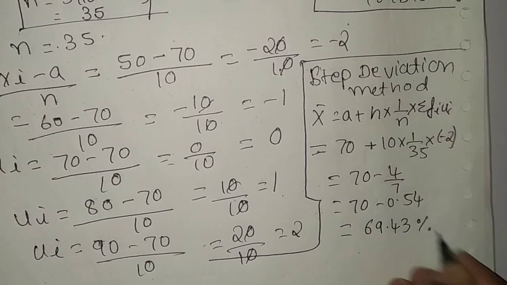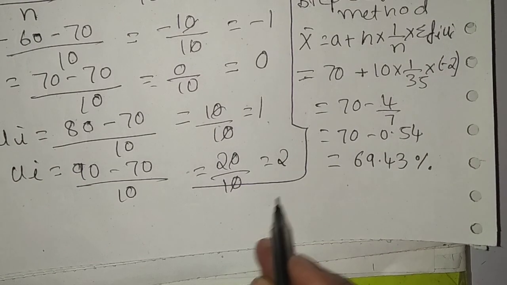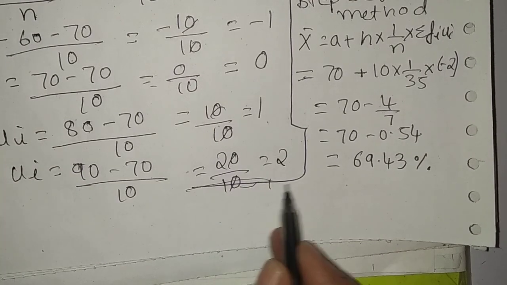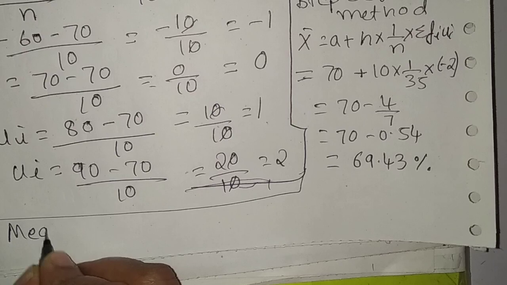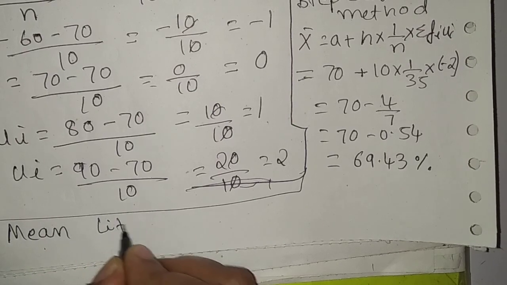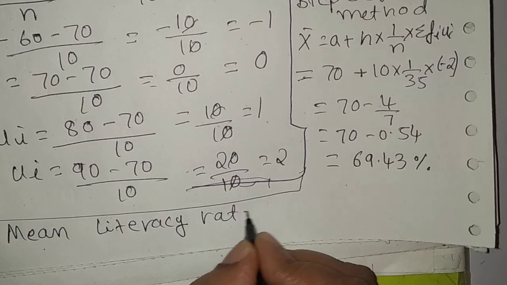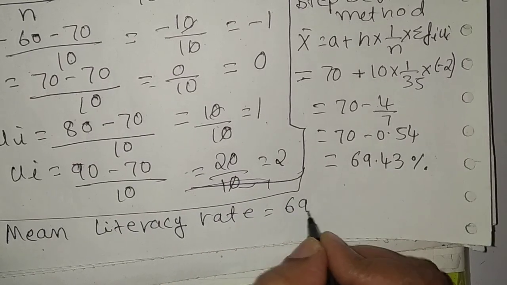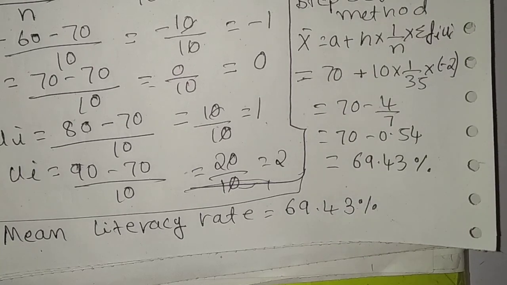69.43%. So we have to keep the value in percentage form. Therefore, it is 69.43%. Finally, therefore, mean literacy rate is equal to 69.43%. So this is the solution of question 9.